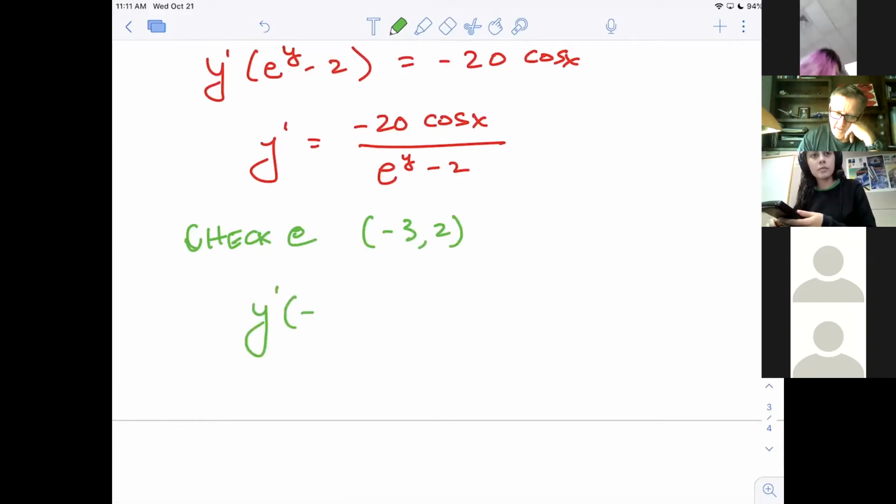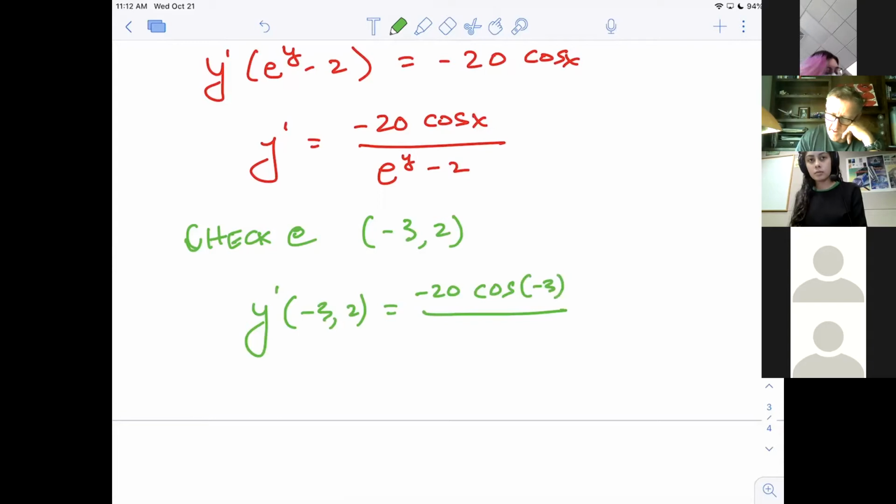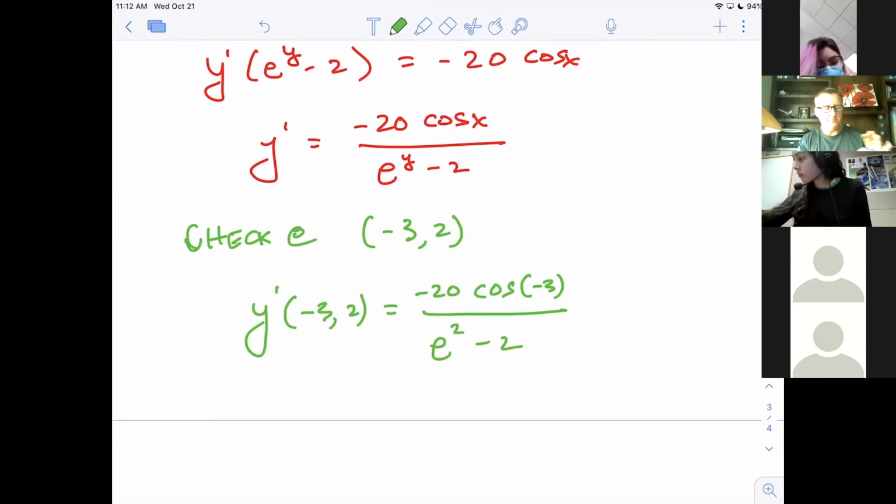So y prime at -3, 2 would be, I'm going to write this whole thing out, -20, because I'm afraid I'm going to screw it up. Cosine of -3, all divided by e to the y, that'd be e squared, minus 2. Now I'm holding my breath, hoping that I get something that matches the graph. I plugged it all in and I got approximately 3.67.